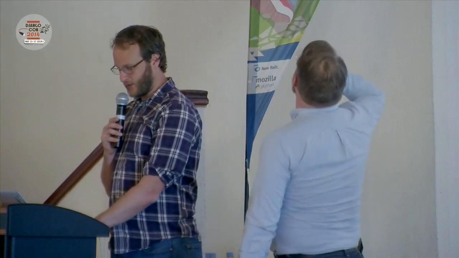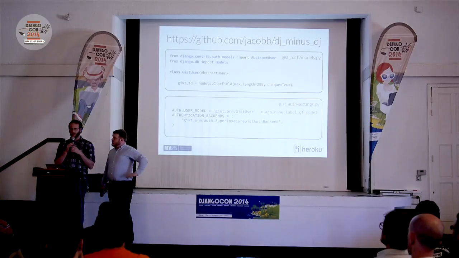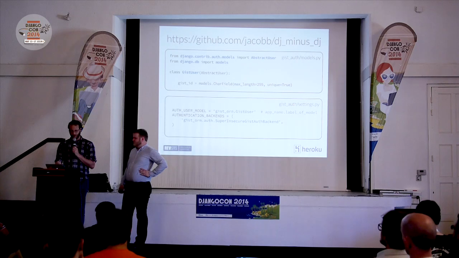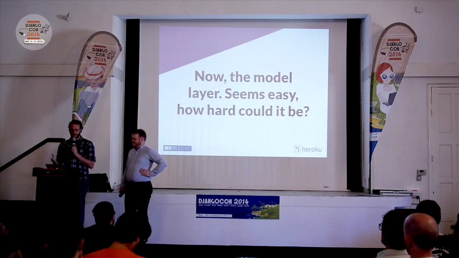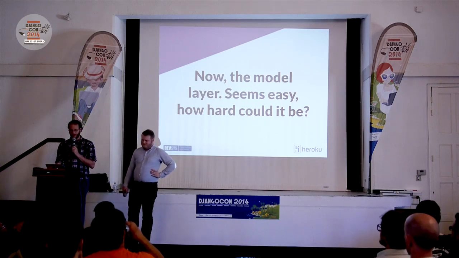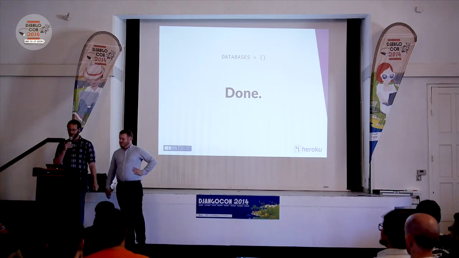All right, so one thing you may have noticed in that last section, as Jacob was going through the code here, is that his gist user still subclasses from the Django contrib auth model. So we're still using a Django model to store our user. What would happen if we wanted to replace the whole model layer? I just showed you a view earlier that did this, and it seems pretty easy, and it is pretty easy. You just set databases to an empty list, and now Django has no more model layer.